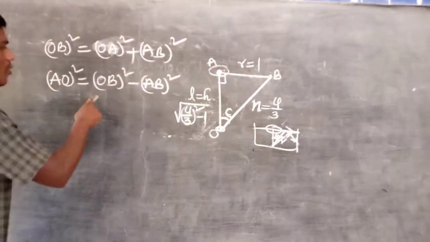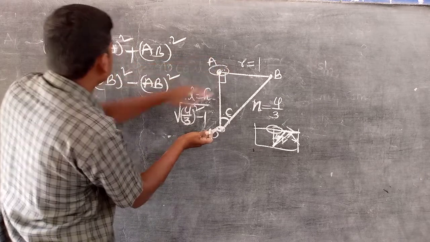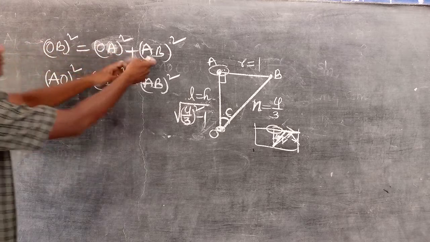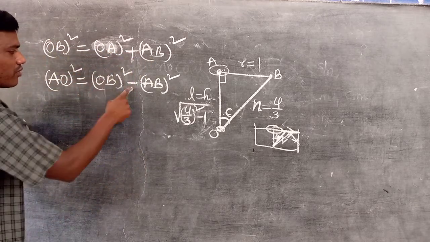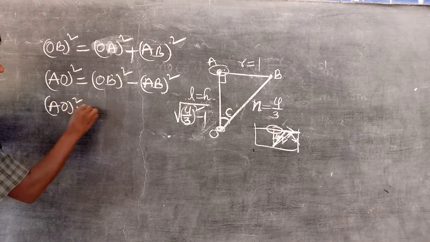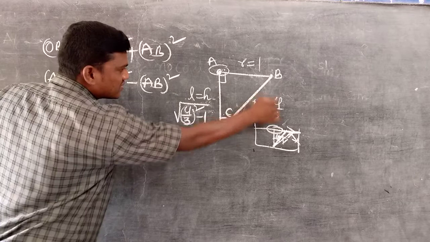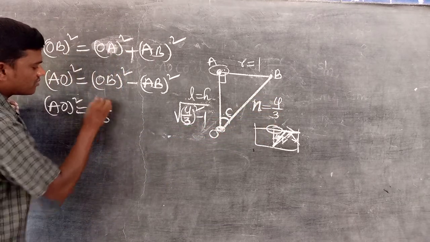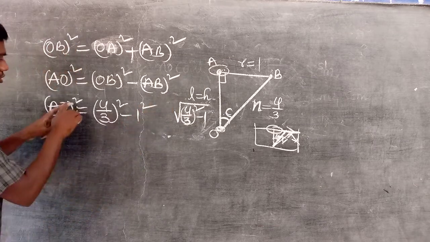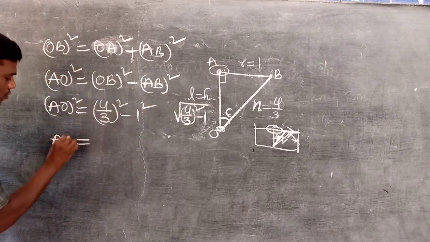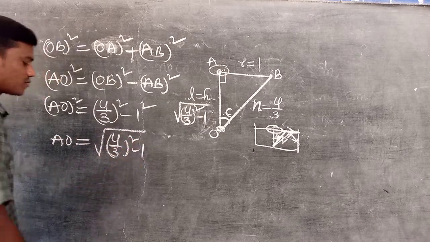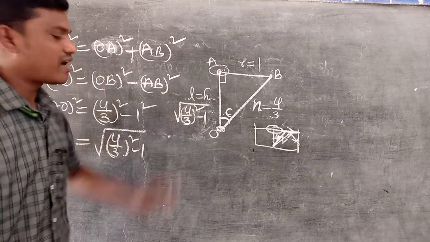So AO square is equals to OB square. This AB square is transferred to the left hand side, and it becomes minus because of your plus. Then OB square minus AB square. So AO square is equals to OB, and OB is nothing but 4 by 3, so 4 upon 3 whole square minus AB, which is 1 square. So the square is transferred to that side. AO is equals to the root of 4 upon 3 whole square minus 1. That's right. AO is nothing but H according to this.